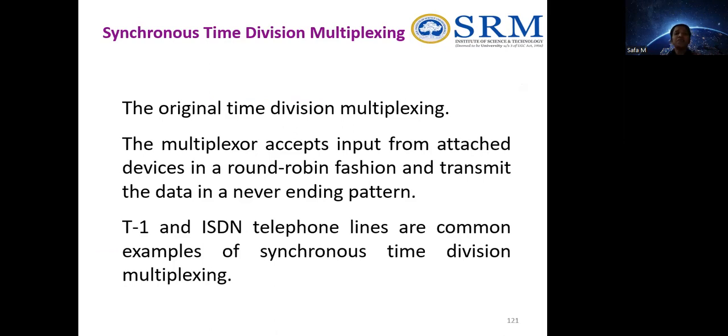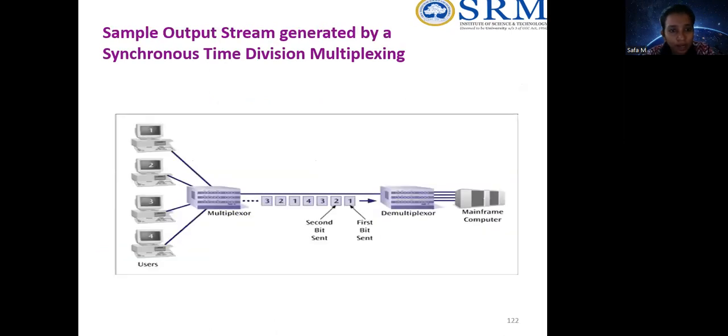Synchronous time division multiplexing is the original time division multiplexing that accepts the input from the attached devices in a round robin fashion and transmits the data. T1 and ISDN telephone lines are examples of synchronous time division multiplexing. You can see a sample output stream generated by synchronous time division multiplexing.